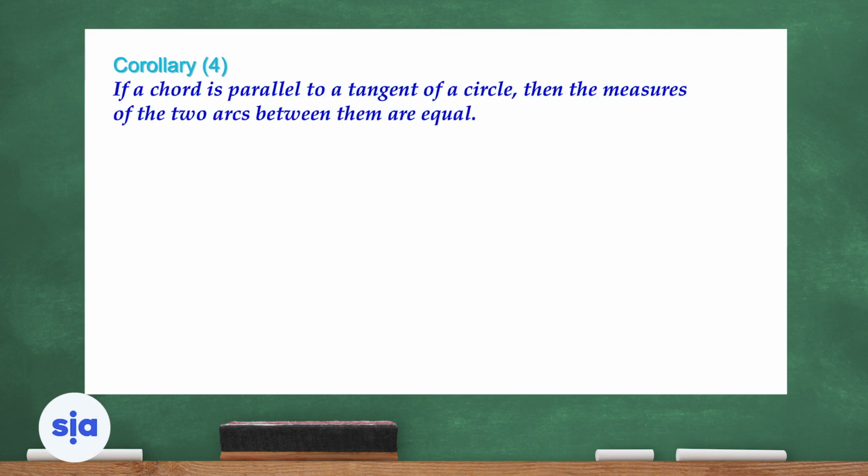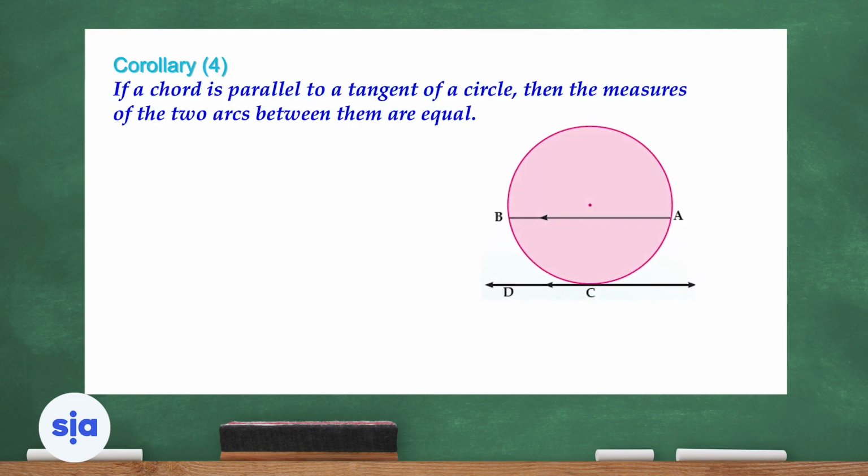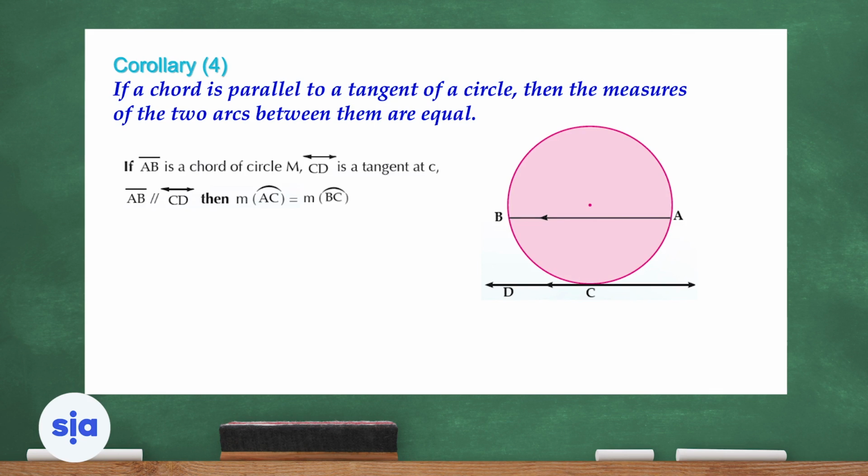Now, let's go to the last corollary, which is corollary number 4. It says, if a chord is parallel to a tangent of the circle, then the measures of the two arcs between them are equal. As you can see here, chord AB is parallel to tangent CD. So, the measure of arc AC is equal to the measure of arc BC.